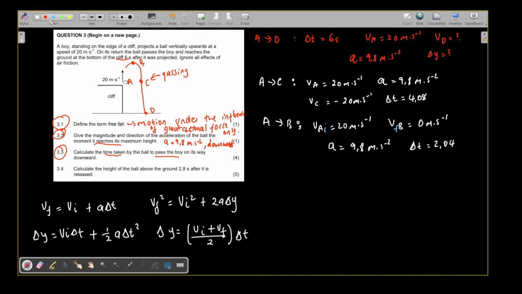Good people, read the question carefully. The height of the ball above the ground. You must be careful. It says above the ground 2,8 seconds after it is released. Above the ground. So for you to get this question correct, you're gonna have to do a few things first.